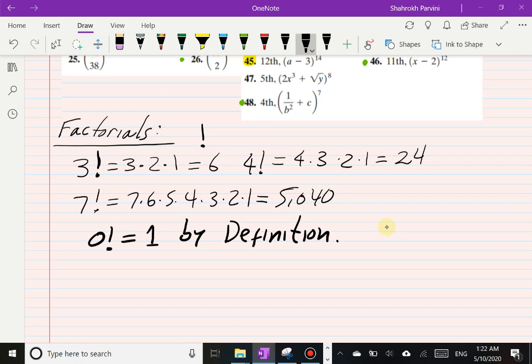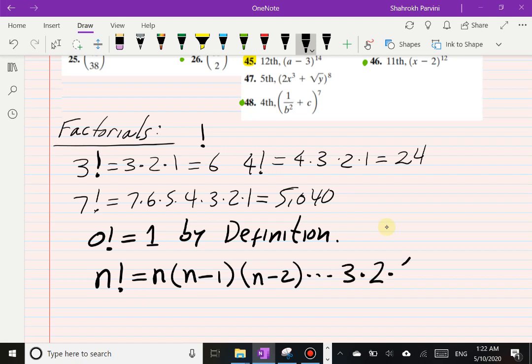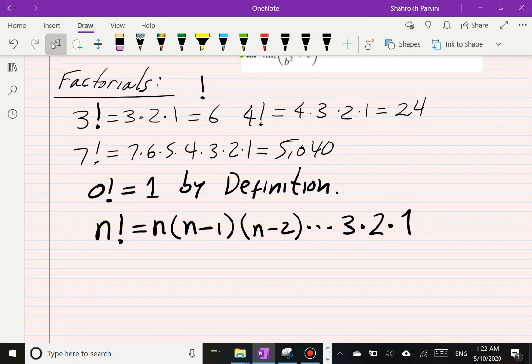Now, in general, n factorial, where n is a natural number, is given by the product of n by n minus 1, n minus 2. See, the numbers are getting smaller. Dot, dot, dot, 3 times 2 times 1. So again, it's the product of n and every natural number down to 1. Okay, so that's what that is. So let's take a look at, to begin with, some exercises here.